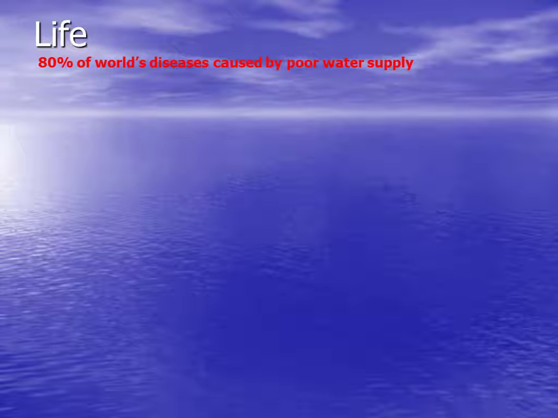It's an issue because 80% of the world's diseases are caused by poor water supply. That's a statistic by the World Health Organization. It's kind of amazing when you think about it. It's not something that we're too used to in the United States anymore, but it used to be. Historically, there used to be problems with waterborne diseases and pathogens. But one of the seven engineering marvels of the world is our country's water infrastructure.